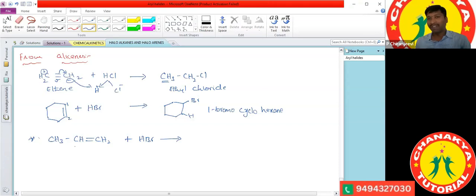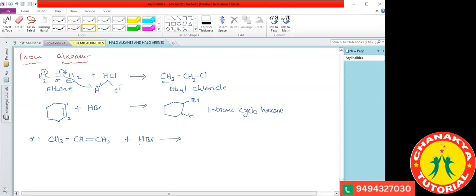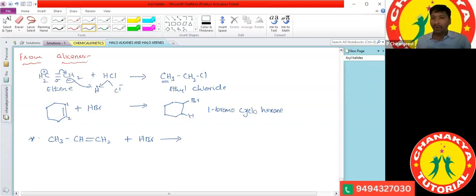We can't cleave it into two equal halves. So whenever they give an unsymmetrical alkene, which carbon is attached to the Br minus and which carbon is attached to the H plus ion? That is the question. Sir, how can we decide? Sir, Markovnikov's rule. Very good, very good.